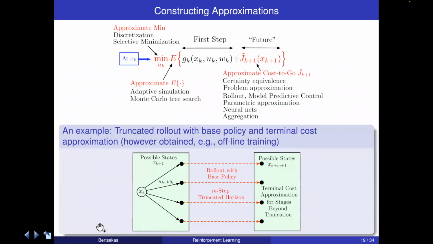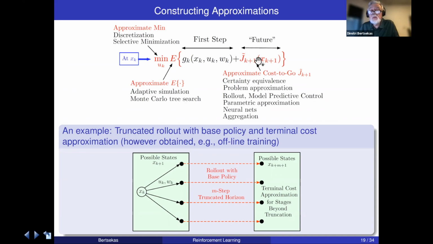So my question is, the J tilde, is it a fixed number? J tilde depends on the next state. Okay, it's a function, right? So it involves uncertainty. It involves also uncertainty. It's part of the expected value.